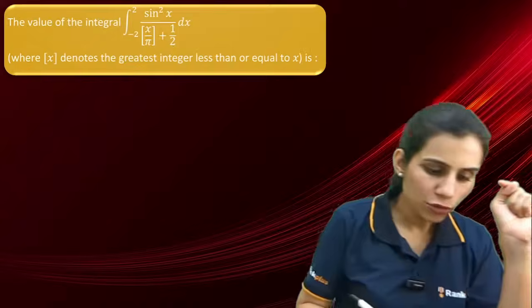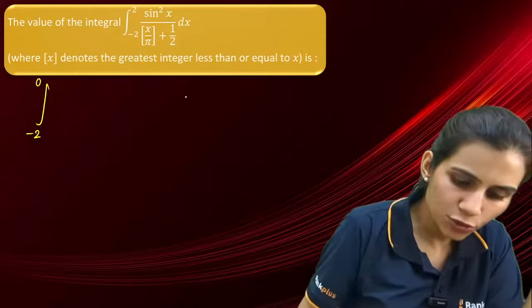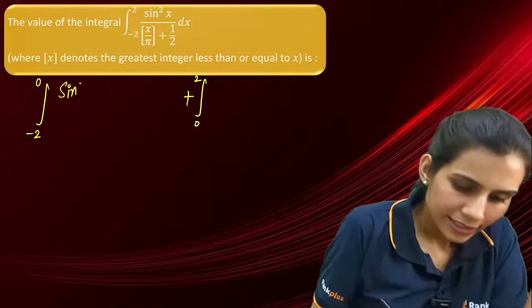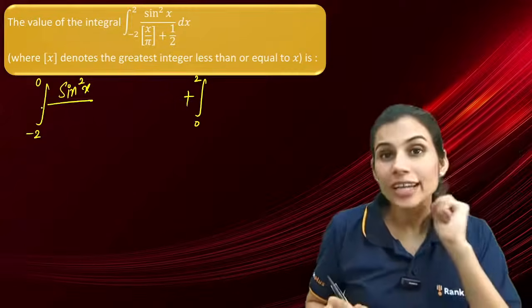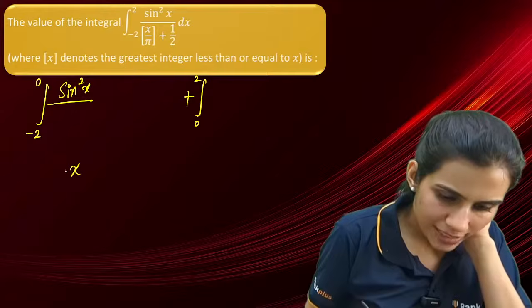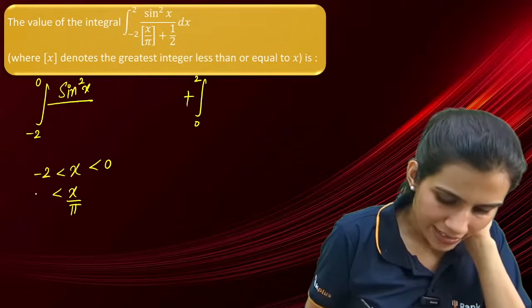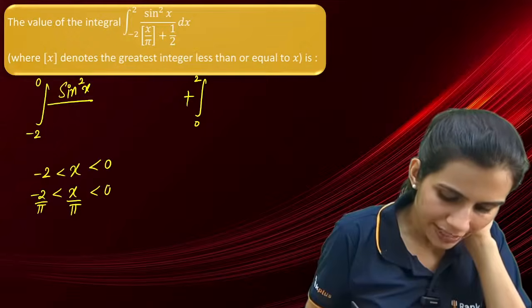So what I need you to do is break this down: minus 2 to 0 plus 0 to 2. This much is sine square x. What is GIF of x by pi? See, if you are saying that my x is lying between minus 2 and 0, x by pi is actually lying between minus 2 by pi to 0.